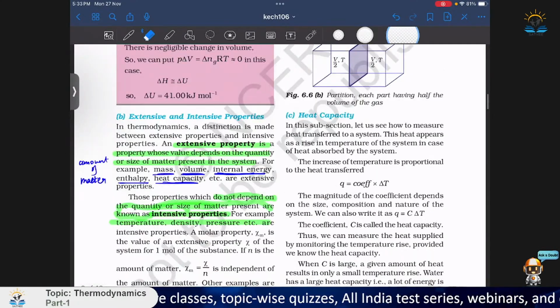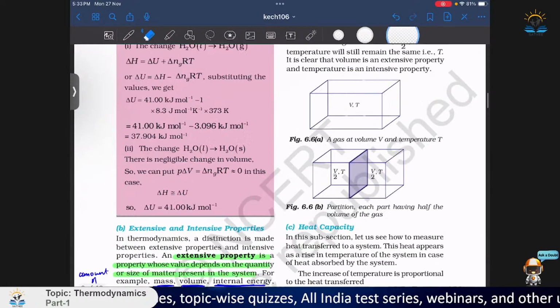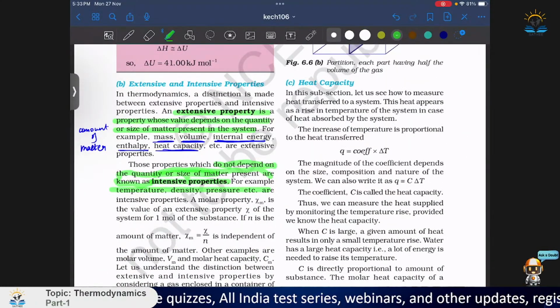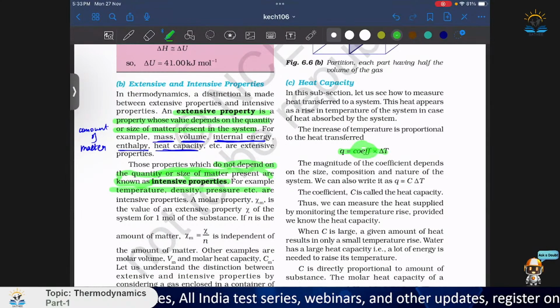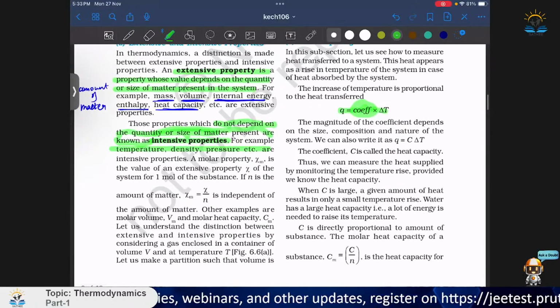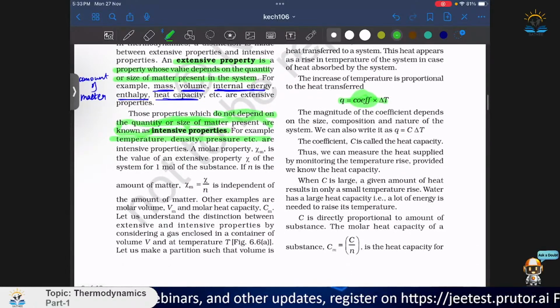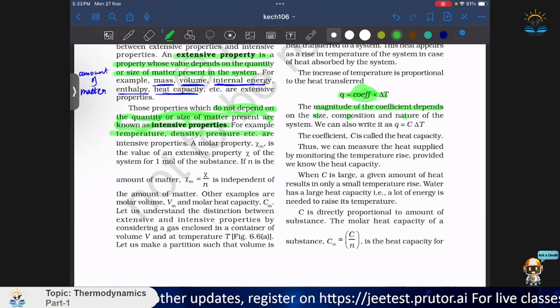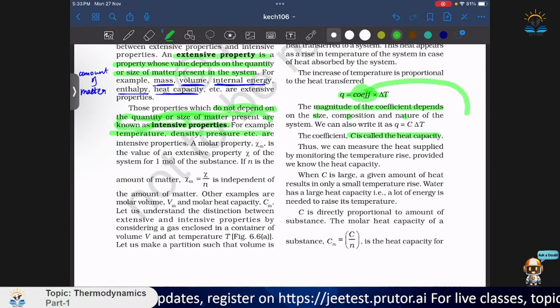Next, heat capacity. What is heat capacity? It is the coefficient which we multiply with the change in temperature to get the heat. The magnitude of the coefficient depends on the size, composition, and nature of the system, and it is called the heat capacity.